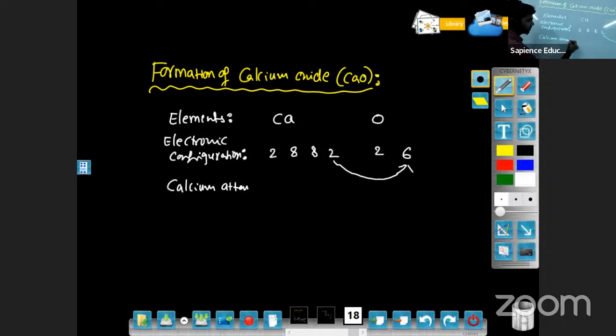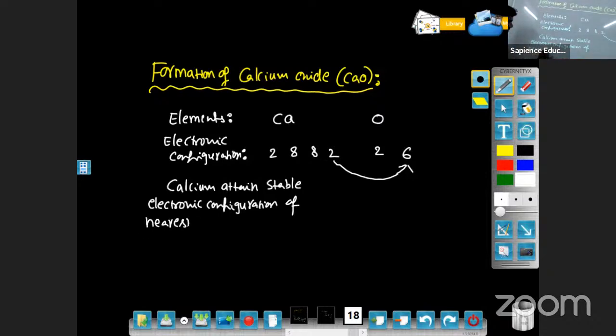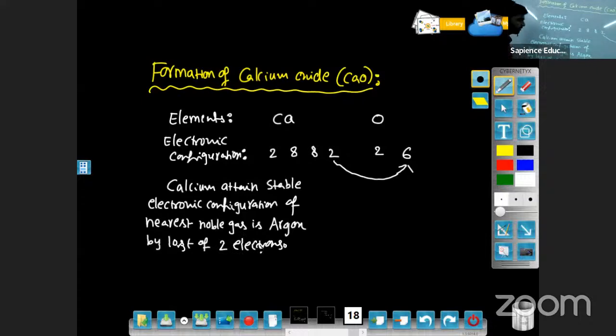Calcium attains stable electronic configuration of the nearest noble gas, argon, by loss of 2 electrons. So it gets stability by loss of 2 electrons. In the same way for oxygen, gain of 2 electrons.